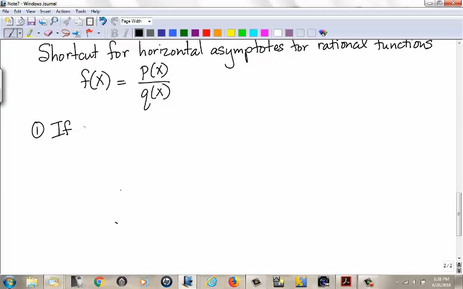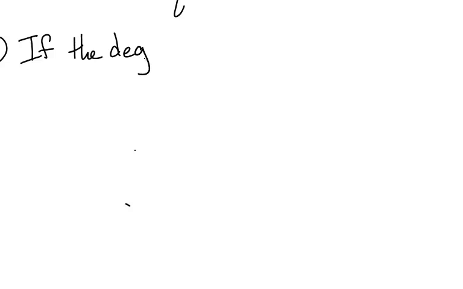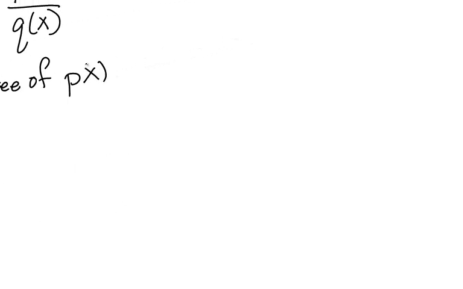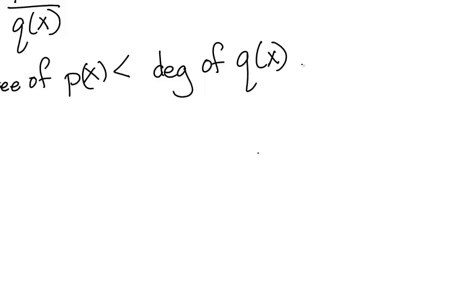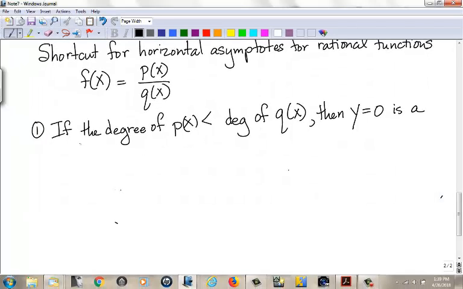Number 1, if the degree of p of x, if the degree of the numerator, and when we're talking degree, we're talking the exponent, okay? If the degree of the numerator is less than the degree of q of x, then y equals 0. Y equals a number is going to graph a horizontal line. In this case, y equals 0 is a horizontal asymptote.